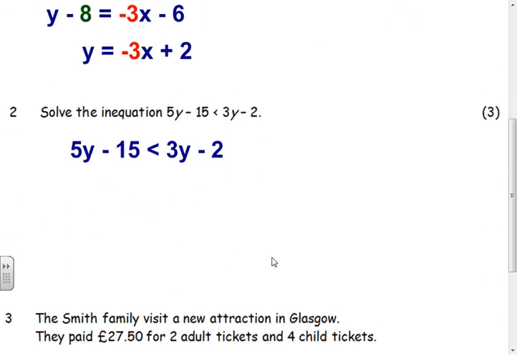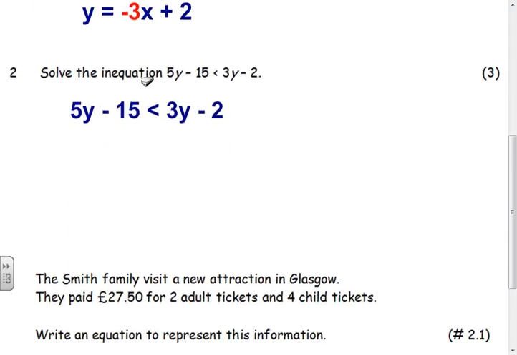Okay, let's look at question 2. Solve the inequation 5y take away 15 is less than 3y take away 2. Now the starting point for this is to get rid of this 3y. You're trying to get all the y's on this side and all the numbers on this side by taking them over. Now when you take something over to the other side, you do the opposite. So that 3y is a plus 3y. So we want to take it away from both sides. So you can put a wee take away 3y here, and the same on the other side, a wee take away 3y here.